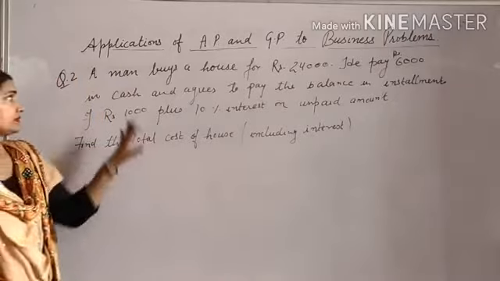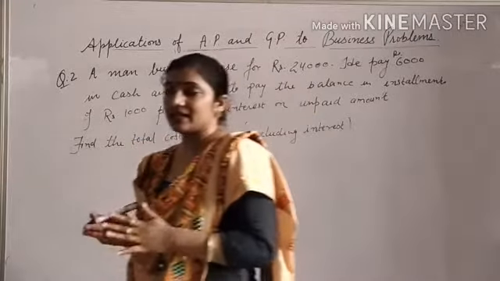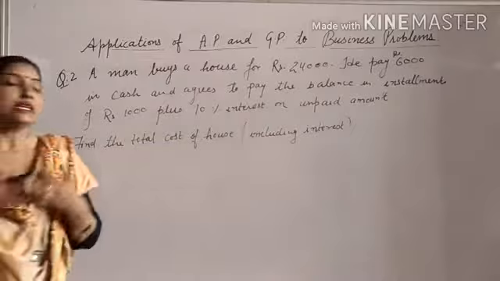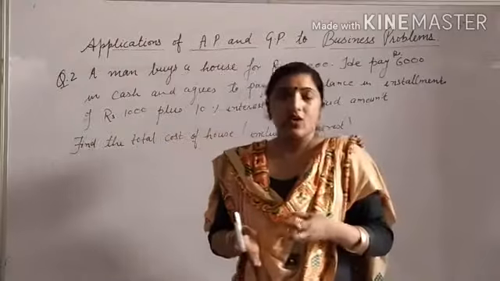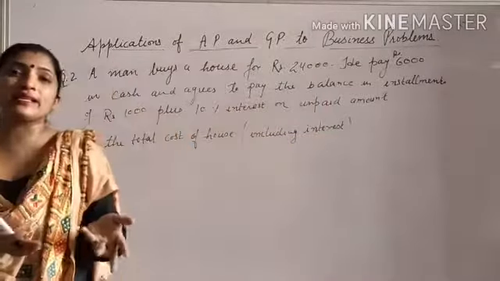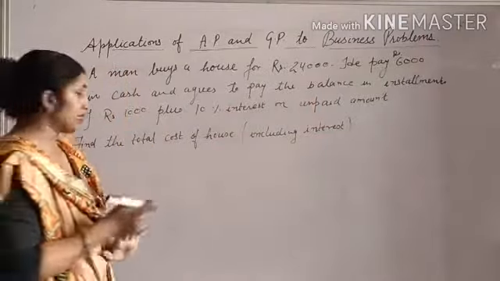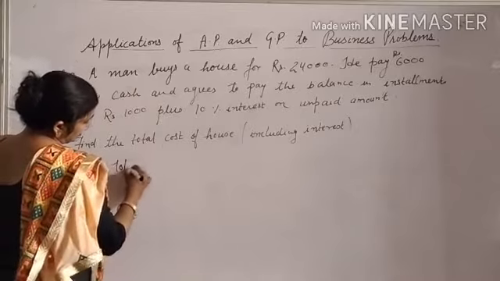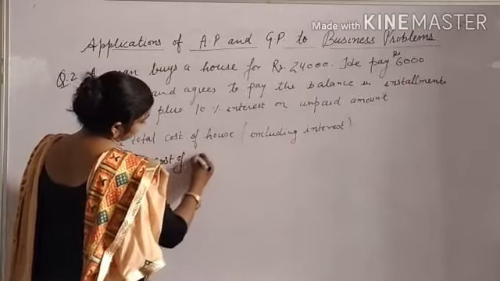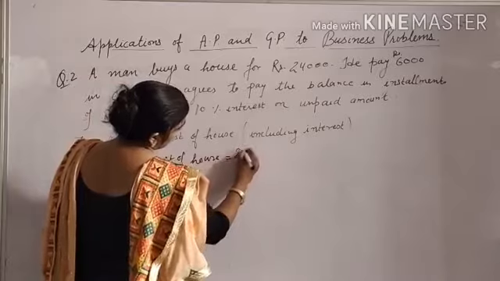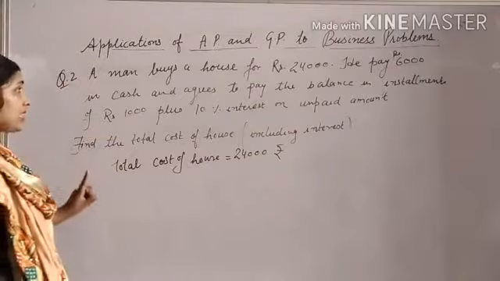What are you given? A man buys a house for rupees 24,000, but instead of paying 24,000, he pays 6,000 in cash, and then he agrees to pay installments of rupees 1,000 plus the interest on whatever amount remains to be paid. So what we are given is that the total cost of the house is rupees 24,000.